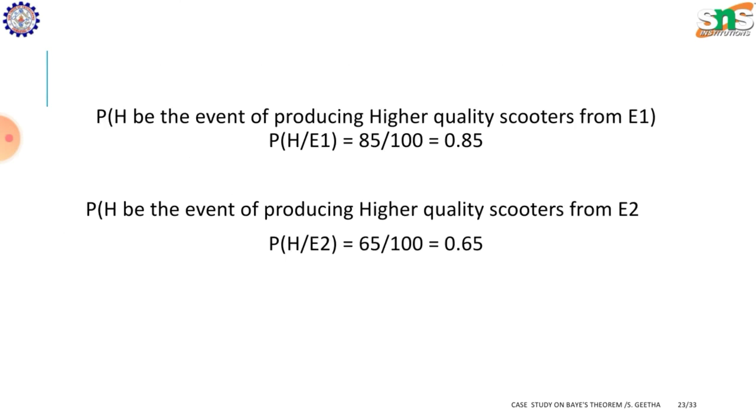Next, P of H be the event of producing higher quality scooters from E1, which is equal to P of H given E1 is equal to 85 by 100, which is equal to 0.85. P of H be the event of producing higher quality scooters from E2. So P of H given E2 is equal to 65 by 100, which is equal to 0.65.